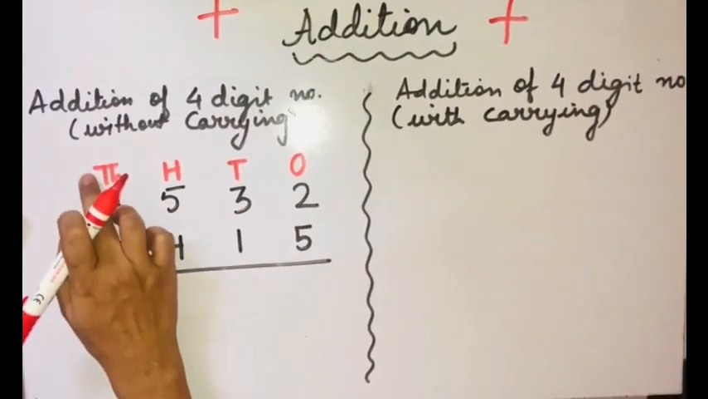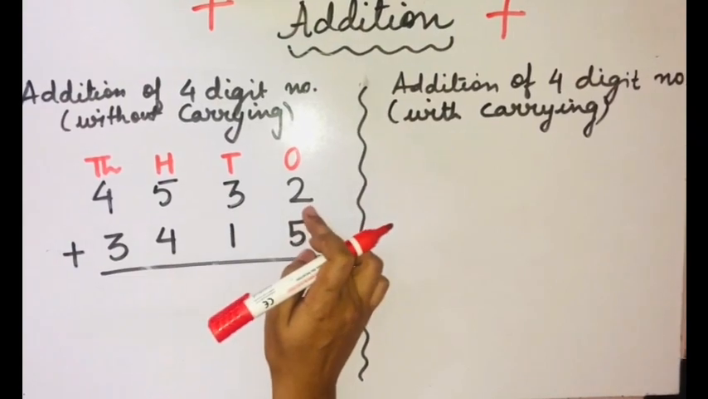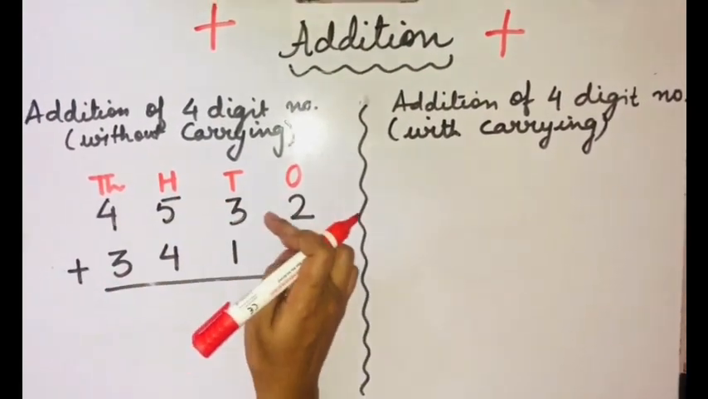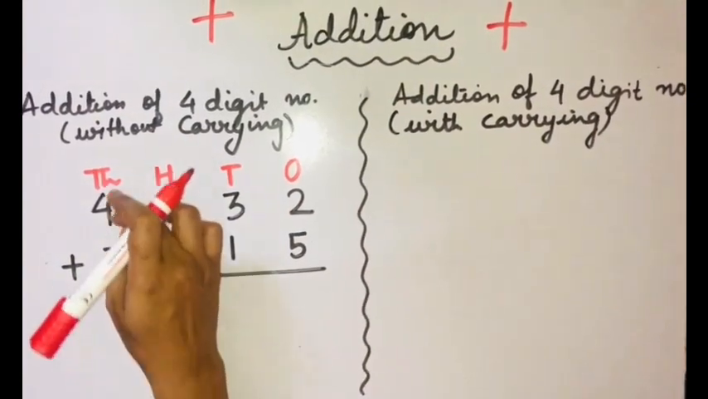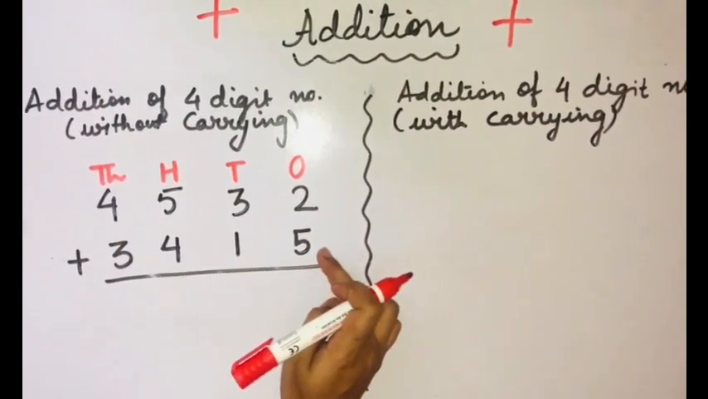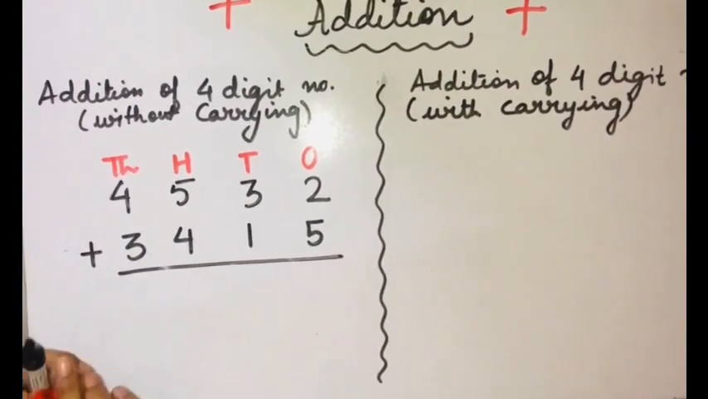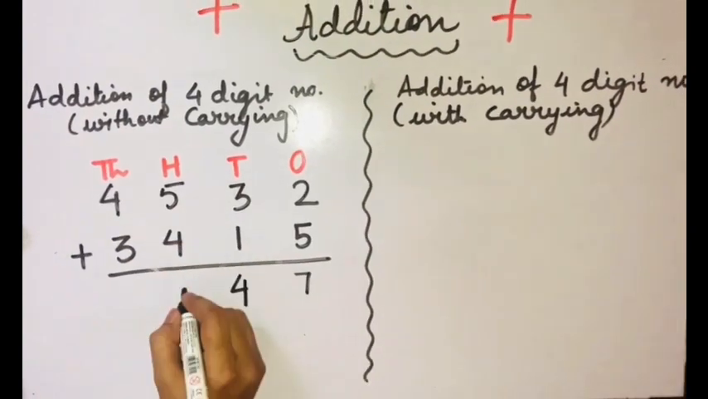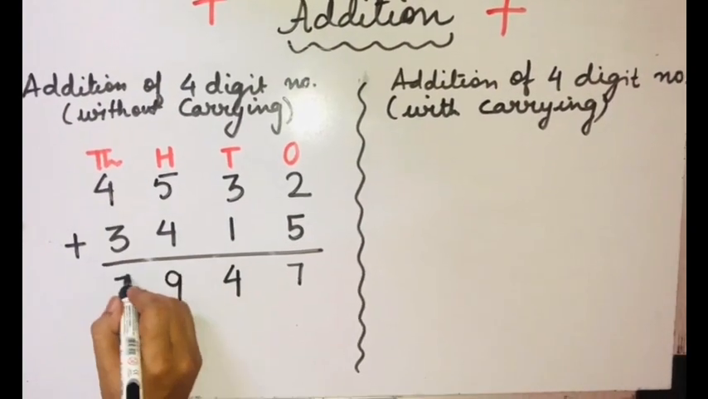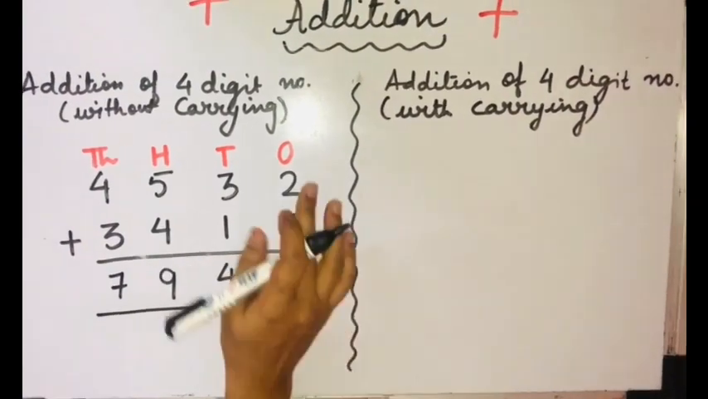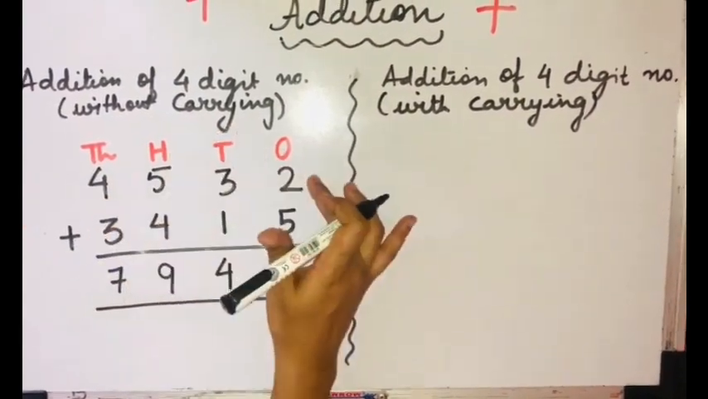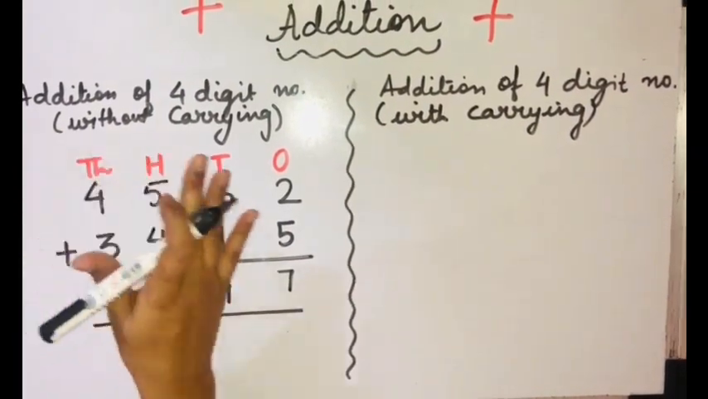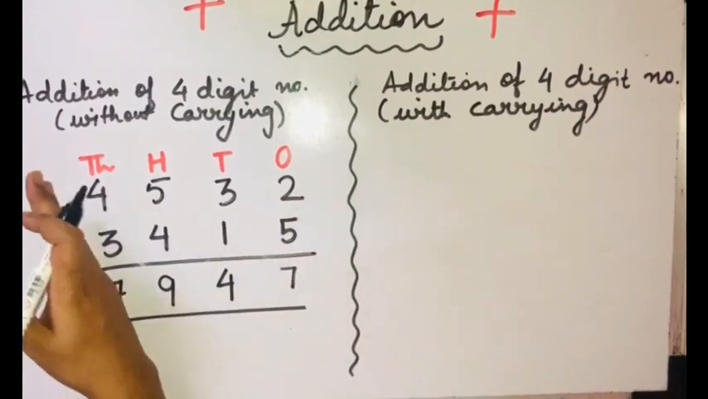So it will be 4,532. We will not say 4532, we will say 4,532 plus 3,415. So we'll add this and what we'll get? 7, 3 plus 1 is 4, 5 plus 4 is 9 and 4 plus 3 is 7. So this is the answer without carrying. We are not carrying anything to the other number. So this is the way we do addition of 4 or 5 digit numbers without carrying.